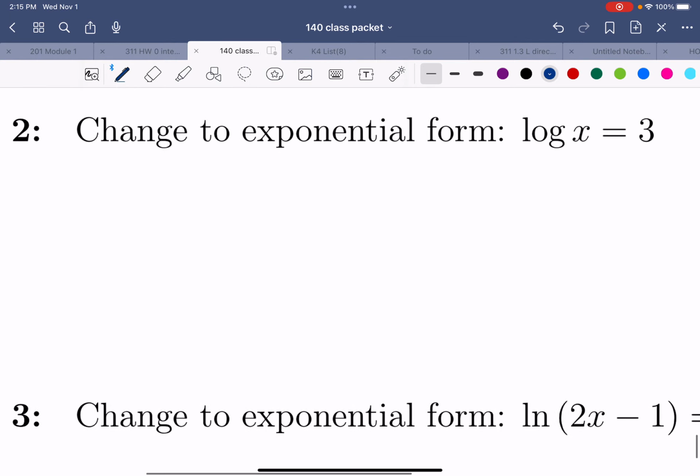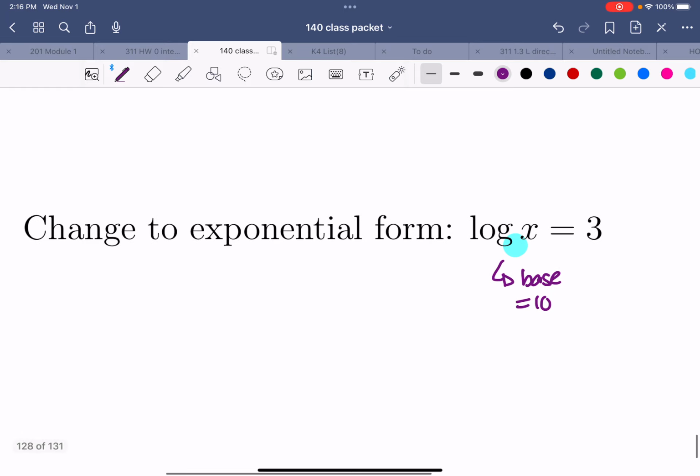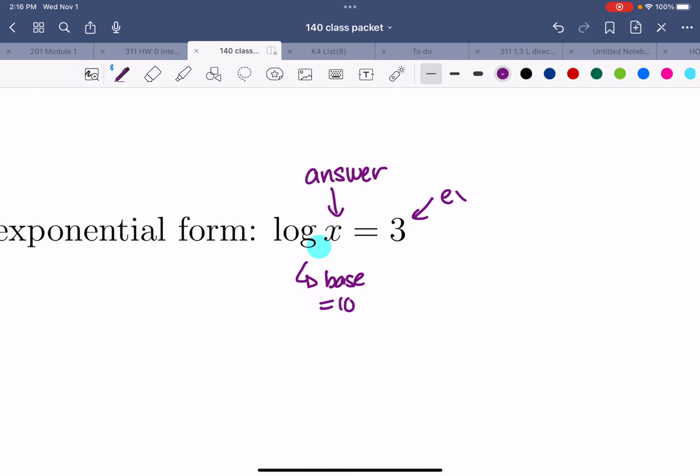Okay, now here's another one. We have log of x equals 3. Now this time we're missing the base, and that tells me that my base is equal to 10. Okay. Again, whatever comes after the log is your answer to the exponential form. And this one right here, what's currently the answer in the log form, is your exponent.